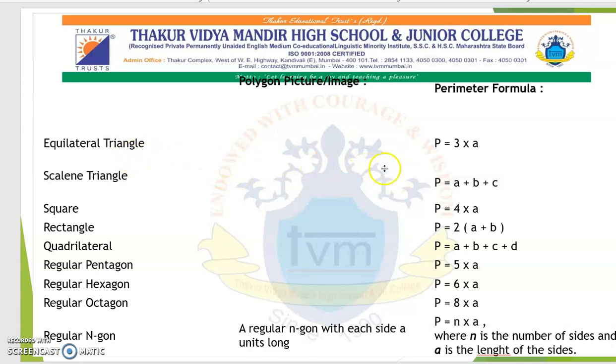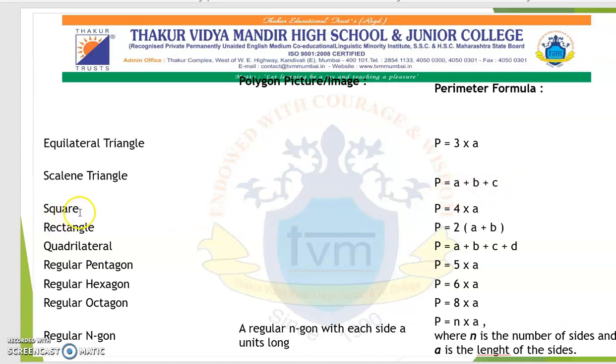First is the equilateral triangle. Perimeter equals 3 into A. Why 3 into A? Because how many sides are there in an equilateral triangle? 3. And each side has the length A units. So perimeter will become P equal to 3 into A. In a scalene triangle, all the 3 sides are different. So perimeter is equal to A plus B plus C.